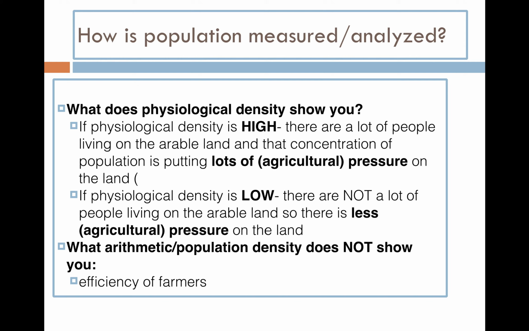So that's the physiological density. Arithmetic density tells us how many people, how few people, but doesn't tell us the concentration. Physiological density gives us a better understanding of the distribution of people, a better idea of who's clustered on the arable land, and more importantly, how much pressure those people are putting on that land in order to feed themselves. What it doesn't tell us is how efficient those farmers are. So we know a lot of people are living on that land, but what if only 5 of those people are farmers? If there are thousands and thousands of people living on the land, then we know there's lots of clustered population on the land. It doesn't tell us the actual effect of that.